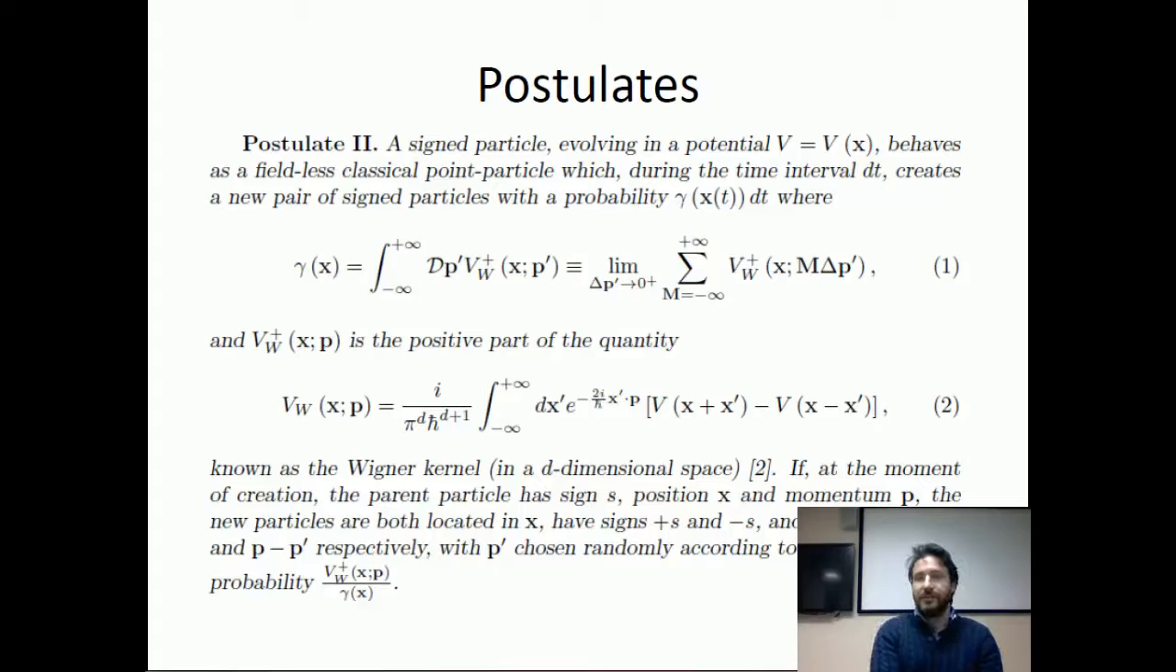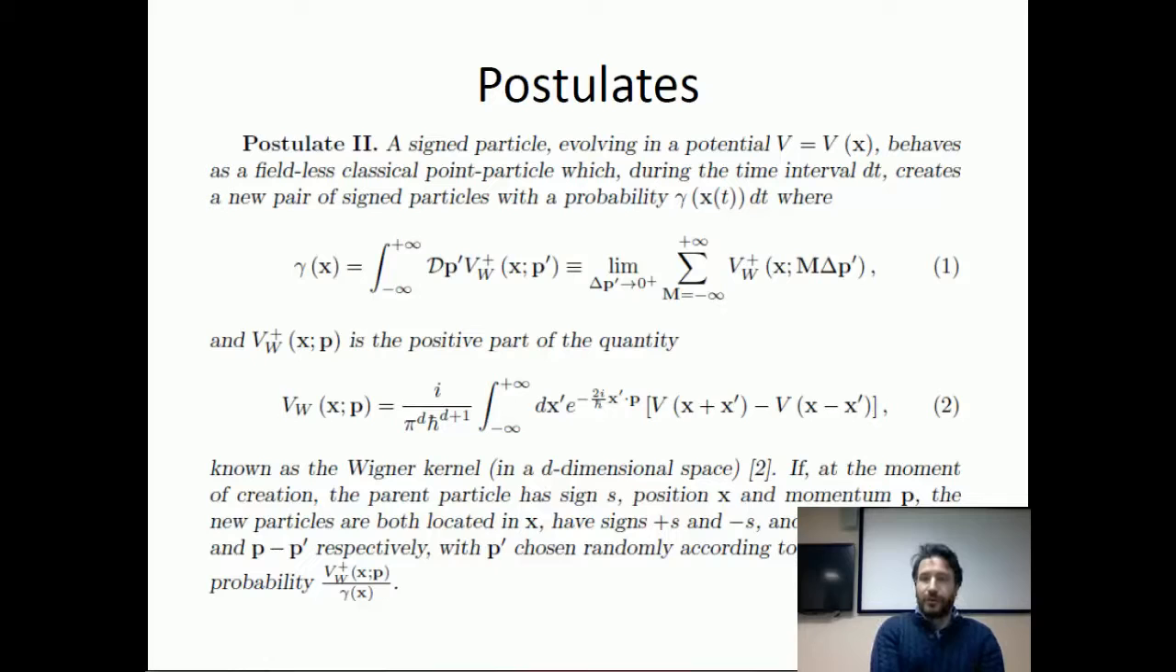And eventually the last part of postulate two is telling you: you create two new sign particles, which have the same position as the parent particle. And the way you calculate the momentum of these new particles is essentially given by a normalized probability, the one you see on the bottom of this slide.